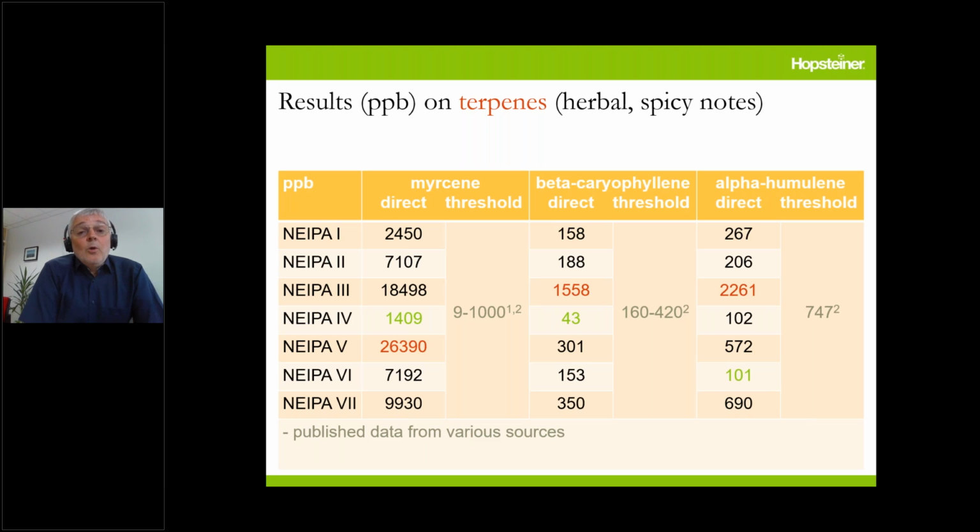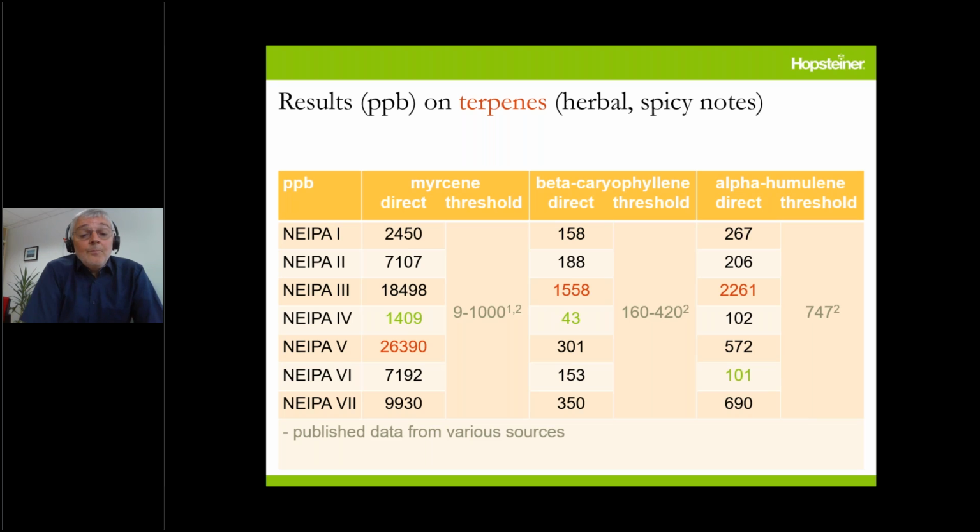We start with the terpenes: myrcene, beta-caryophyllene, and alpha-humulene. These compounds are known more for herbal spicy notes. You see the results of the 7 beers. Again, the lowest value as compared to the highest value is marked in green and in red. And I also give here the threshold value of each individual compound, published in literature.